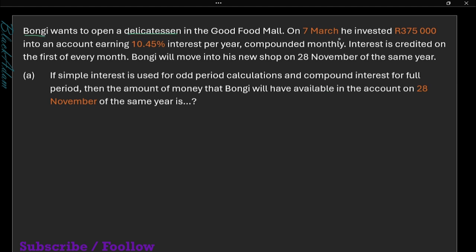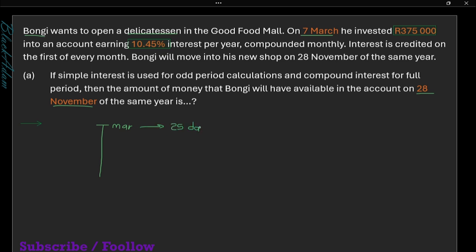Welcome to class. We have 7 March, amount 375,000, rate 10.45%, and due date 28 November. From there, we know that we have to use the equation, but before that, let's use the timeline. We have March at the beginning of the story, March 7th, and then how many days in March?